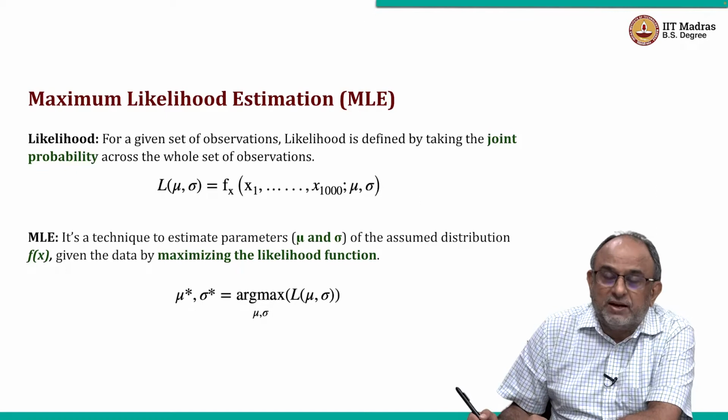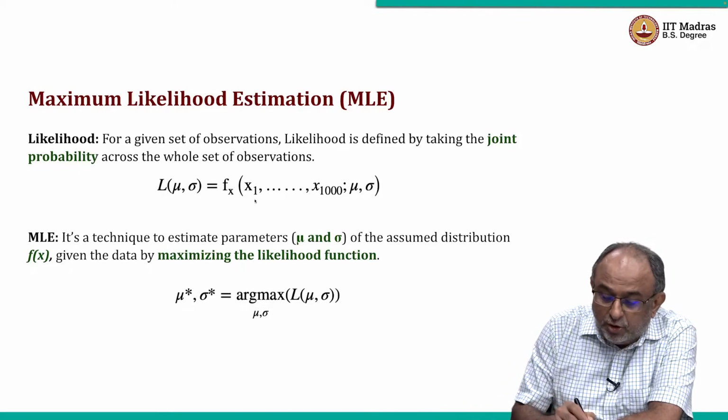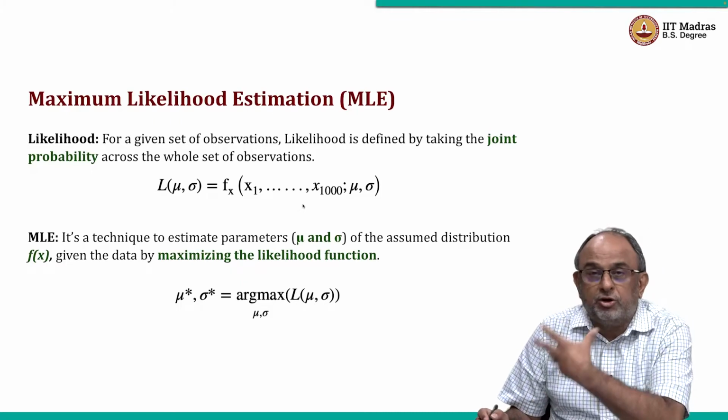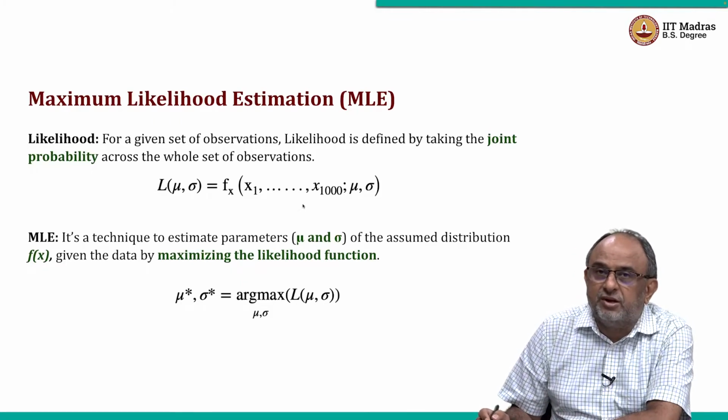So, how do we maximize the likelihood? Remember, I am already aware, having access to the measurements. I already know the data, x1, x2, x3, I already know the 1000 measurements.